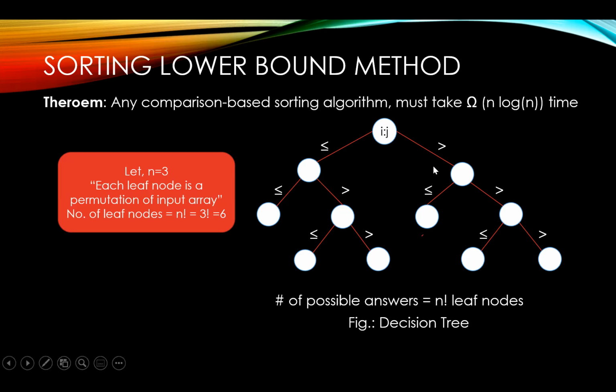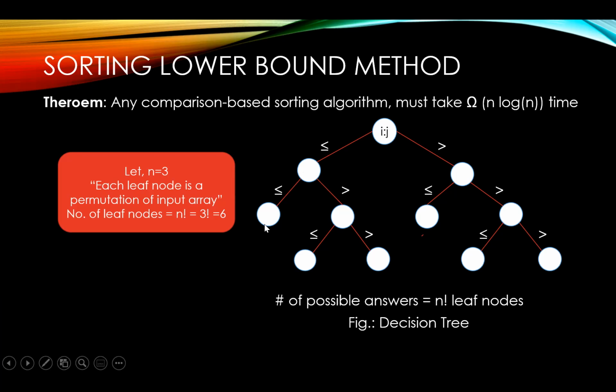The execution always begins at the root, which is labeled i : j. A_i will be compared with A_j, and the execution will follow the appropriate branch, and whenever execution arrives at any leaf, its label will be the output. Let's assume an array of size 3, so our input size is n equals 3. We'll get a decision tree something like this.